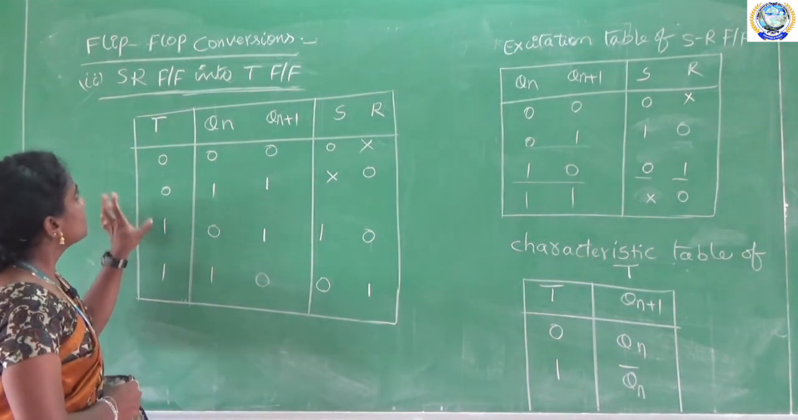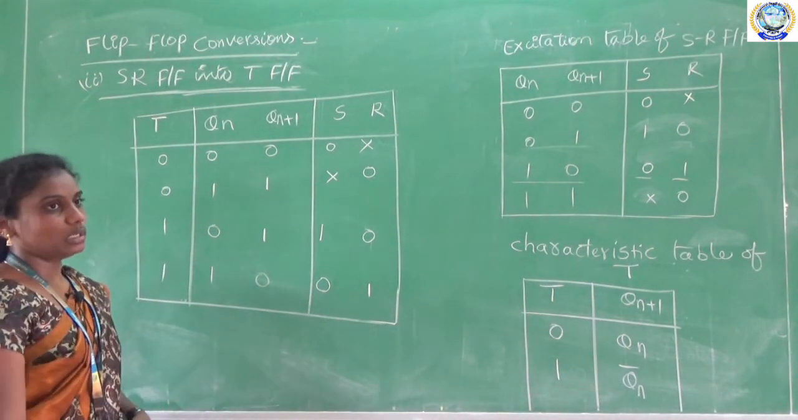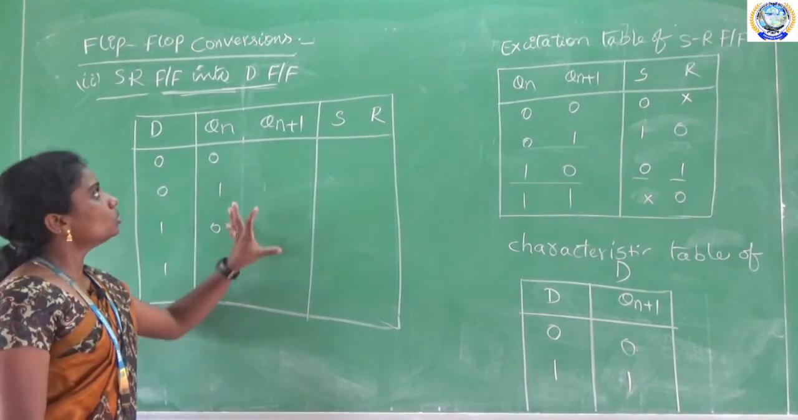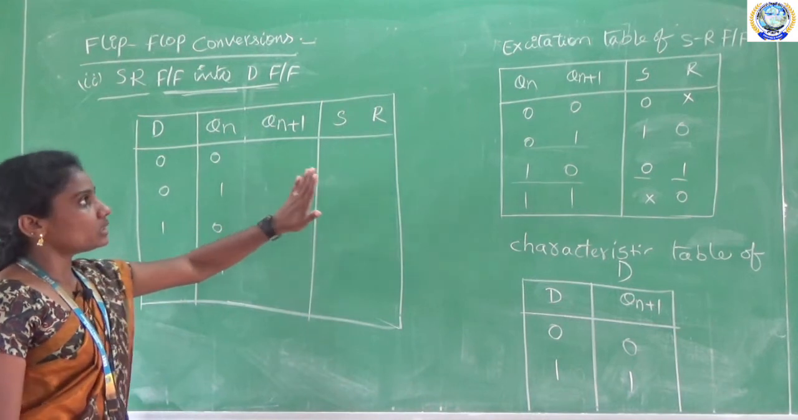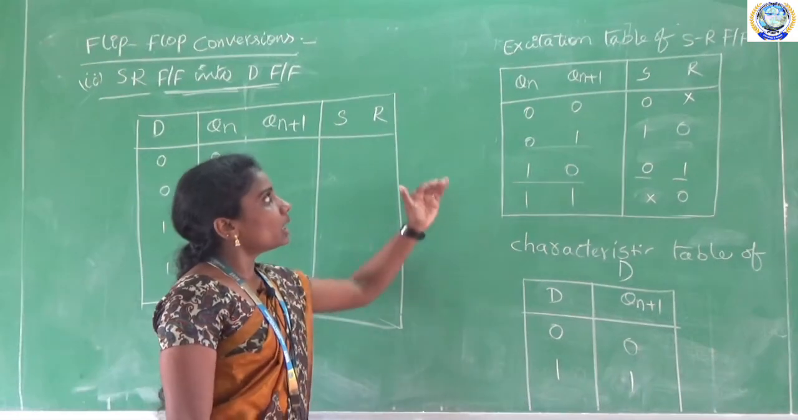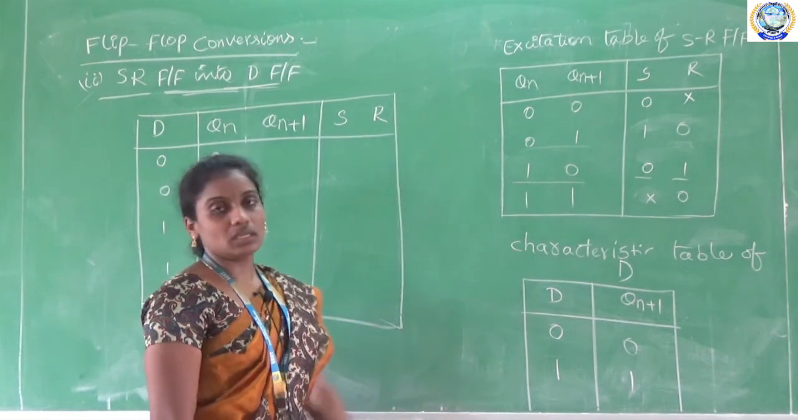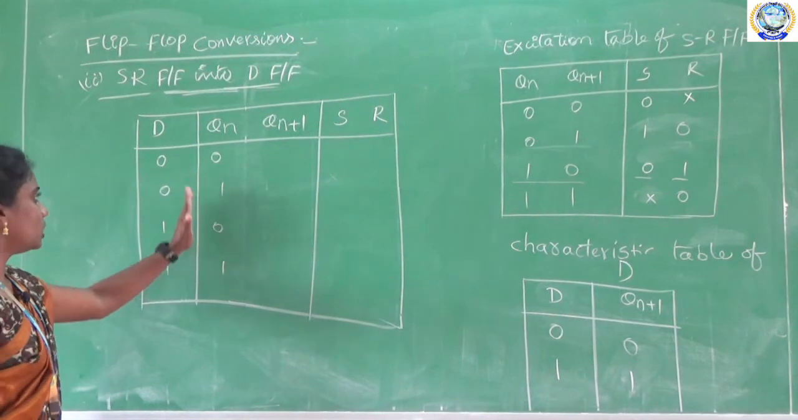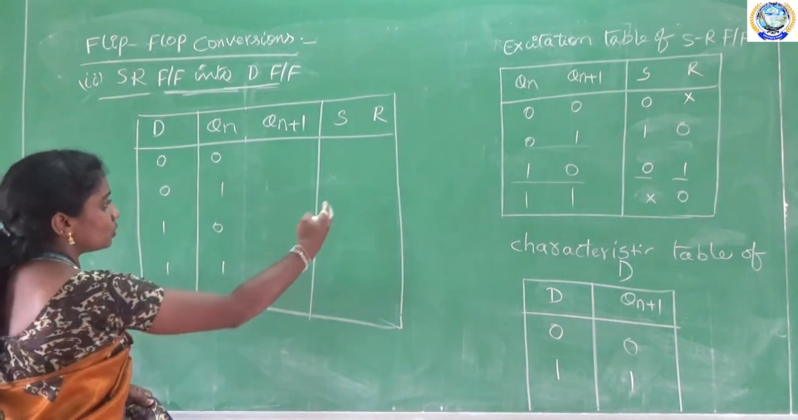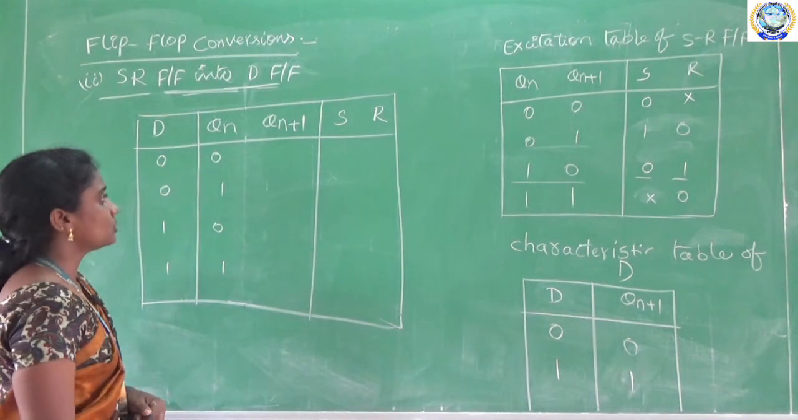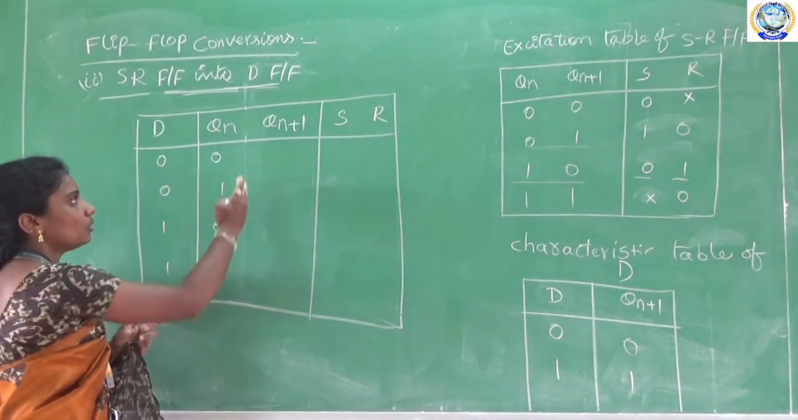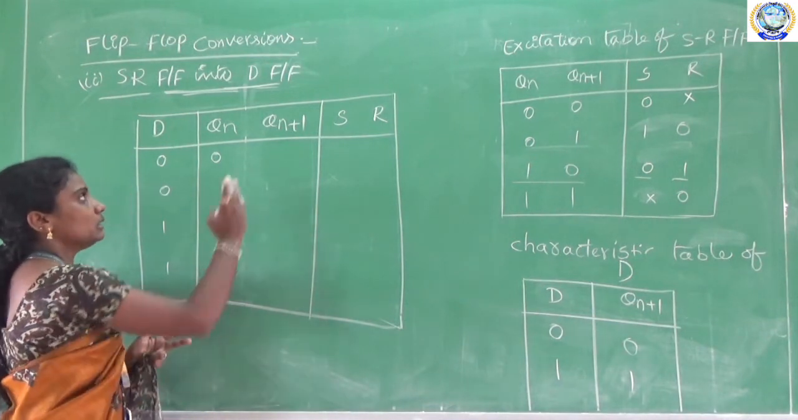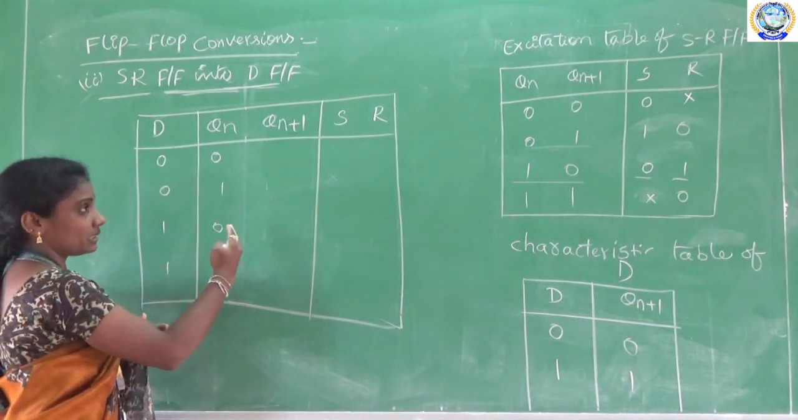So now we see how to convert SR flip-flop into D flip-flop. Here we need to consider the characteristic table of D flip-flop and the excitation table of the SR flip-flop. So this is the conversion table. First we need to write the D inputs. Next we need to take the S and R inputs. So here from the characteristic table of the D flip-flop, first we need to define the Qn plus 1, that is the next state.